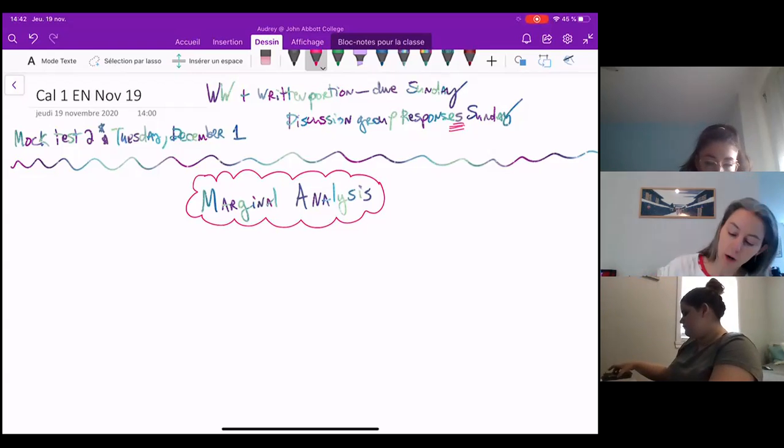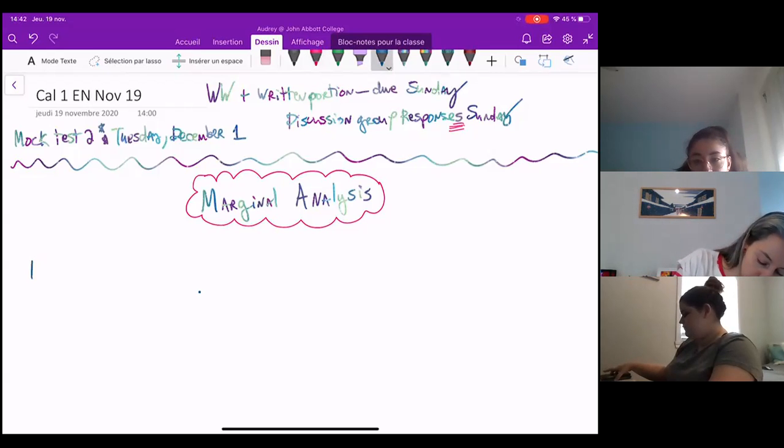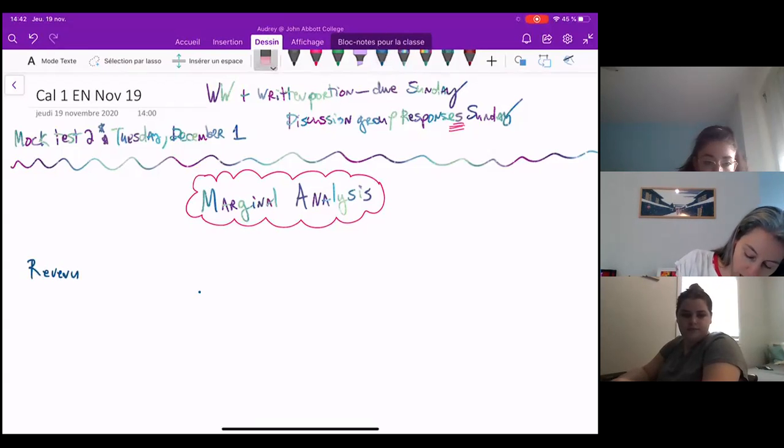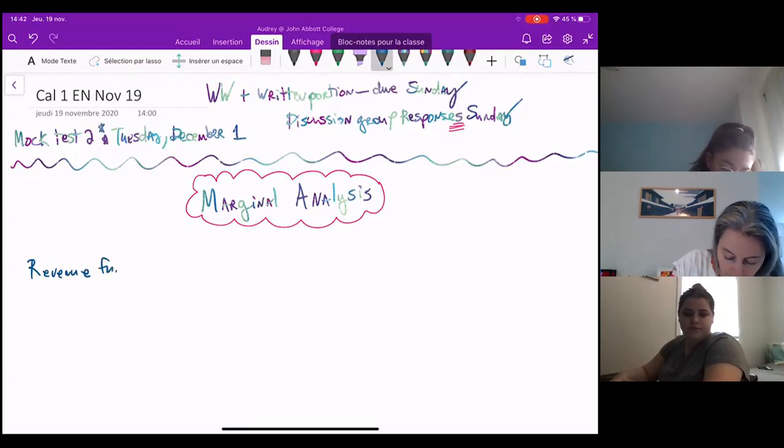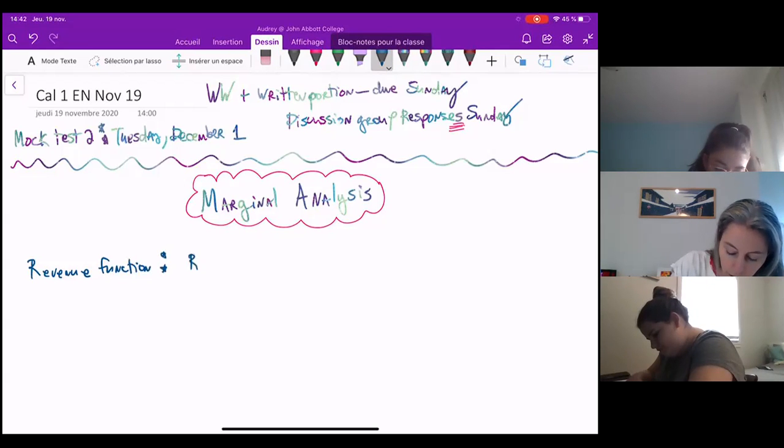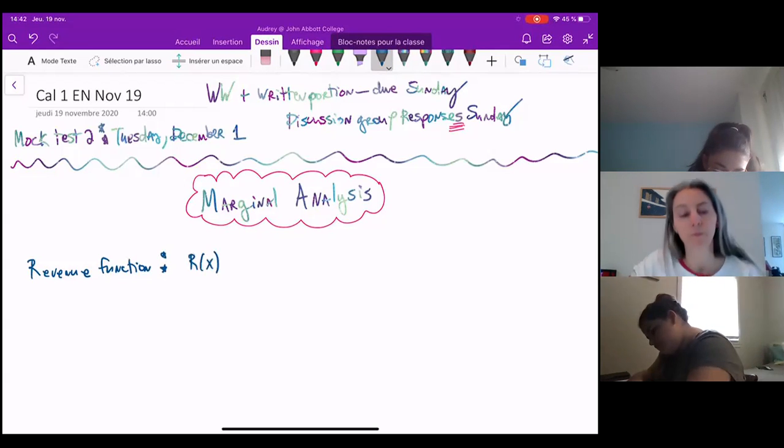All right, so marginal analysis is kind of an economics application of derivatives. And we are going to start by learning some formulas. So we have three things that we're going to care about right now. The first is our revenue function. And our revenue function, we typically write R of x, where x is the number of units.